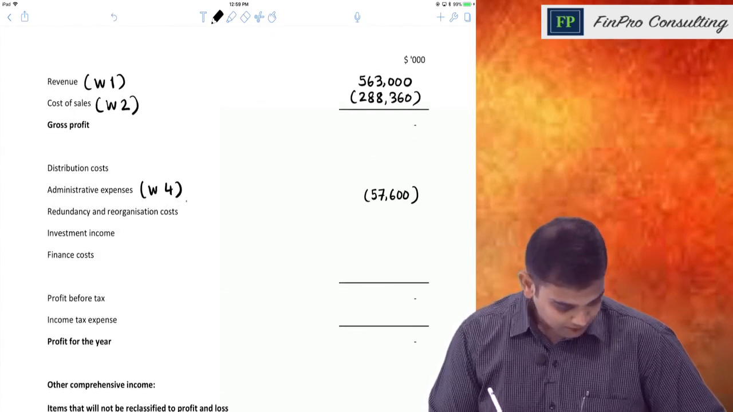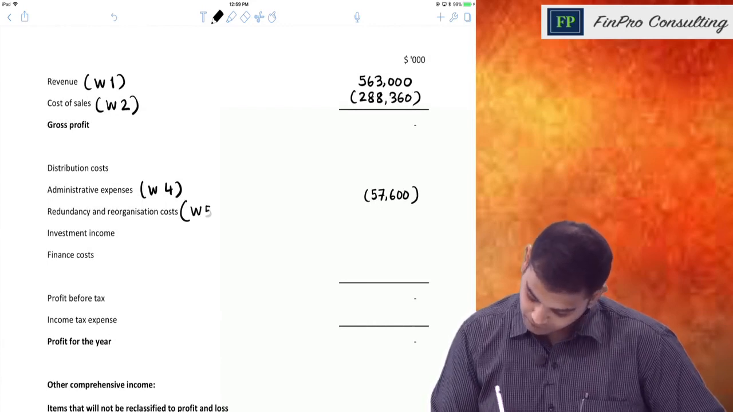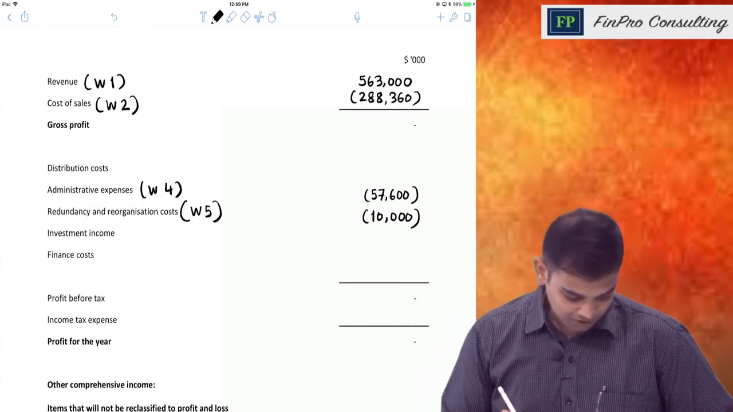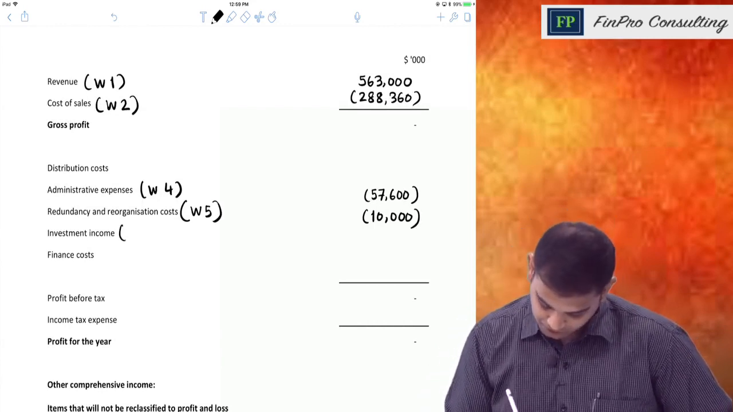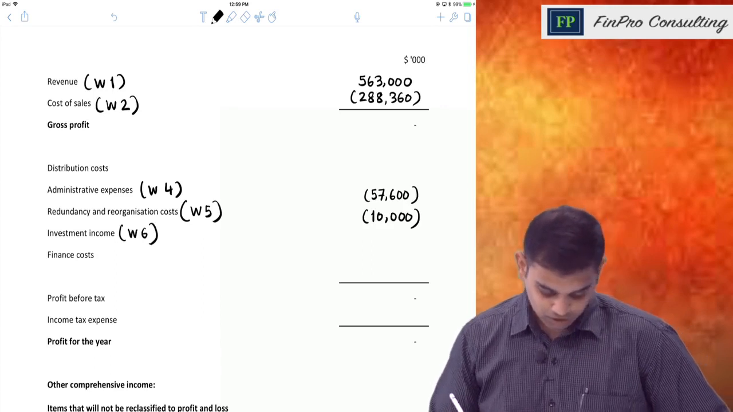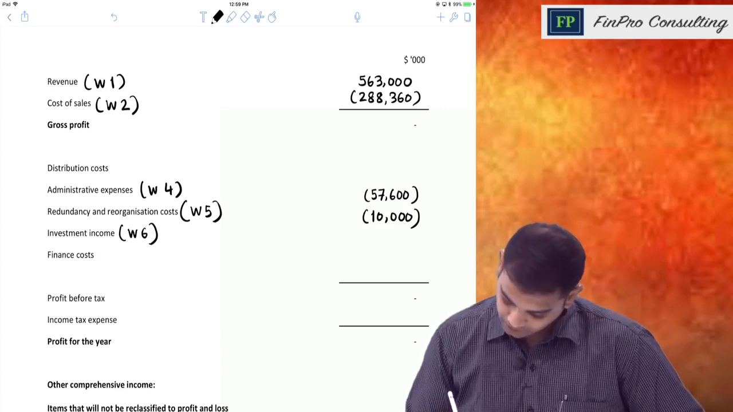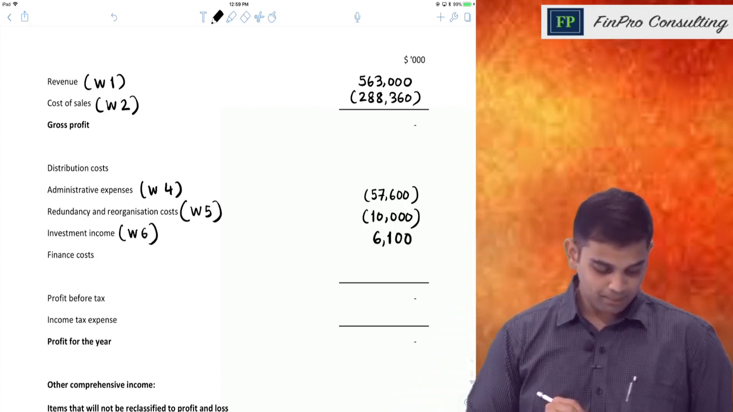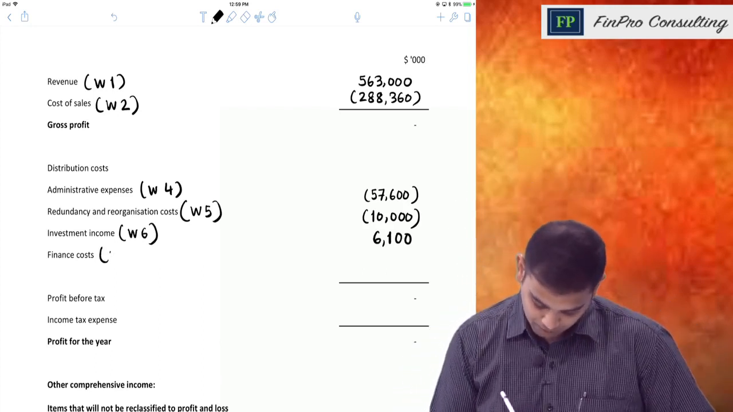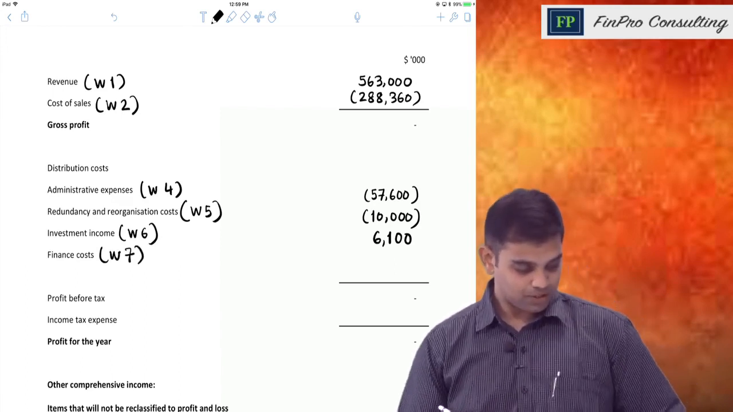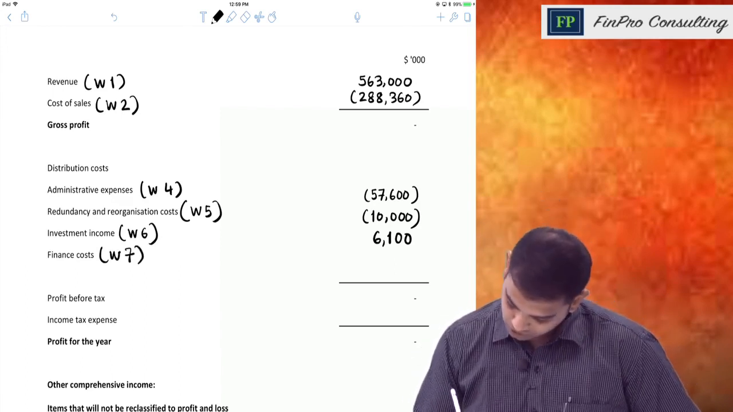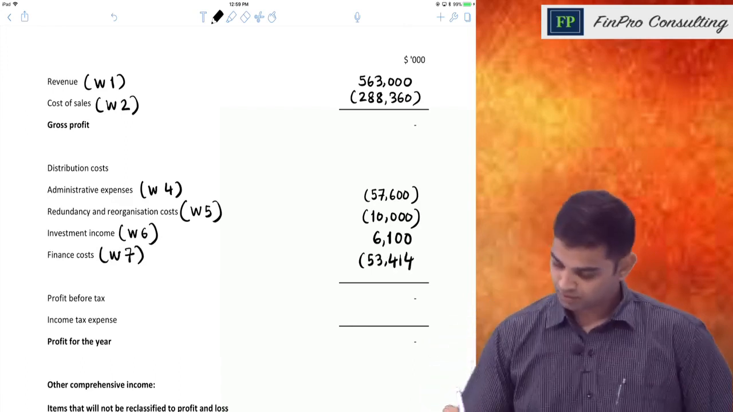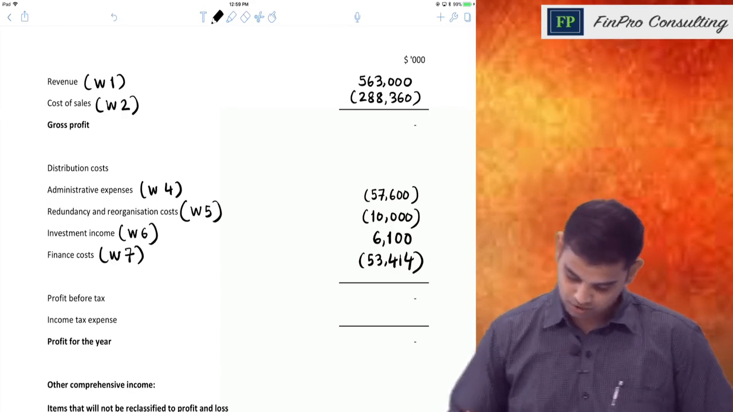So, redundancy and reorganization is working note number 5. 10,000 is my cost. Investment income is working note 6 and amount was 6,100. Income है इसलिए positive 6,100 and my finance cost coming from working note number 7 which is 53,414 bracket, since it's a cost.